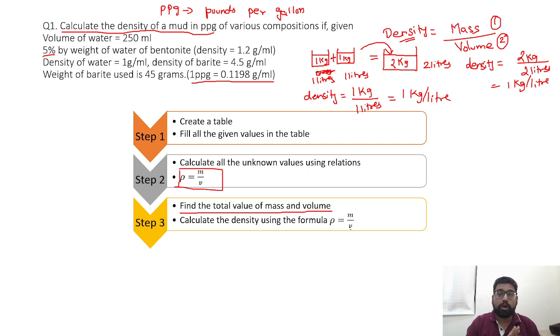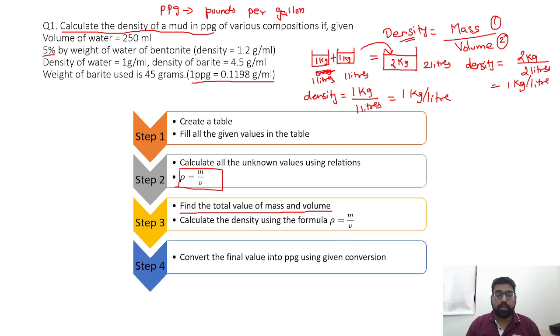So this is always the method we need to follow. We will first calculate individual masses and individual volumes, then we will add up all the masses, add up all the volumes, and then calculate the density. Once you are done, you can convert the final value into ppg using the given conversion. So you do not need to remember this as such. Okay, this will be given.